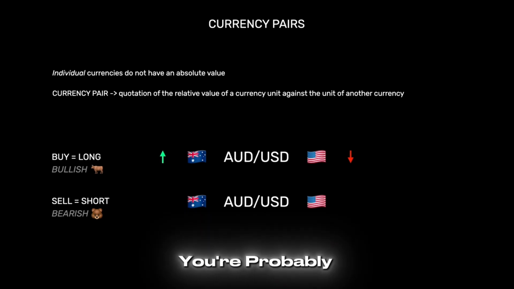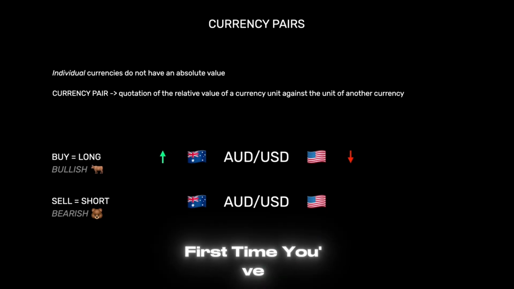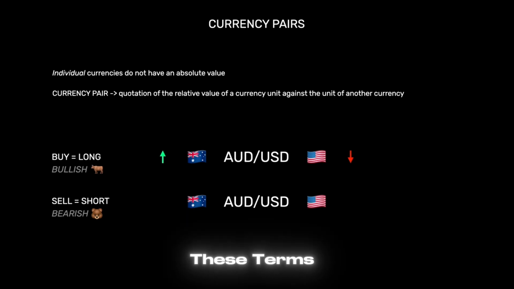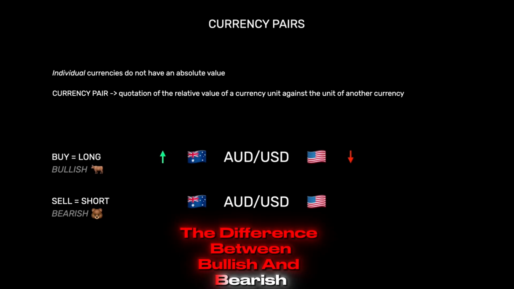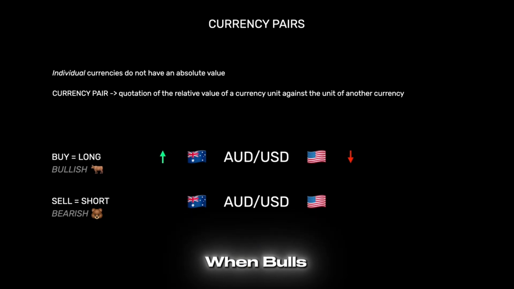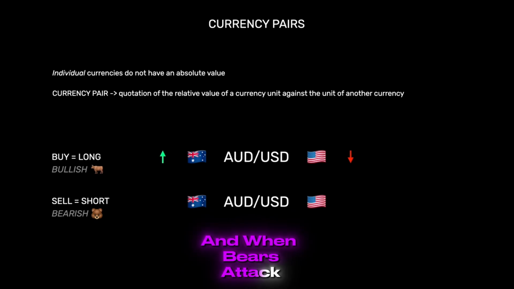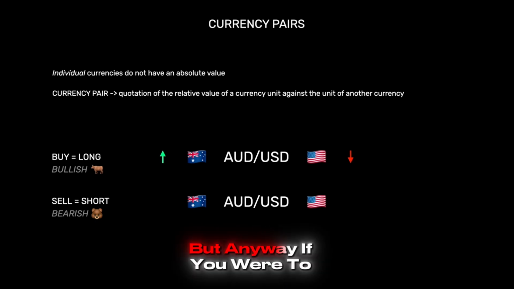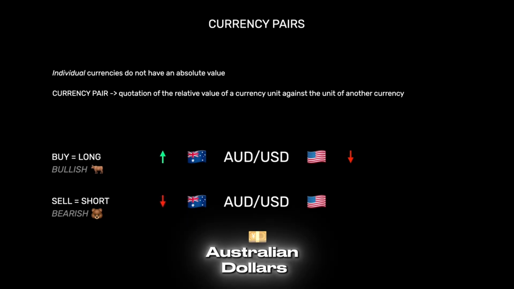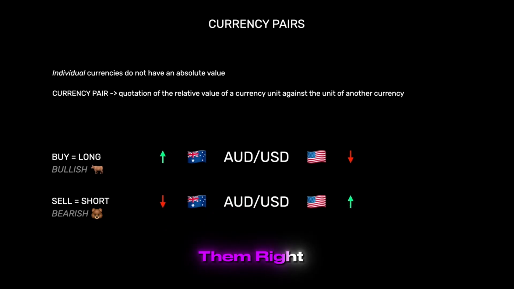Now, you're probably a bit new to trading. It can be a little bit confusing if it's the first time you've heard some of these terms. So an easy way to remember the difference between bullish and bearish is that when bulls attack, they swipe upwards with their horns, and when bears attack, they swipe downwards with their paws. Alright. But anyway, if you were to sell the pair Aussie dollar, you would be selling Australian dollars while simultaneously buying US dollars with them, right?